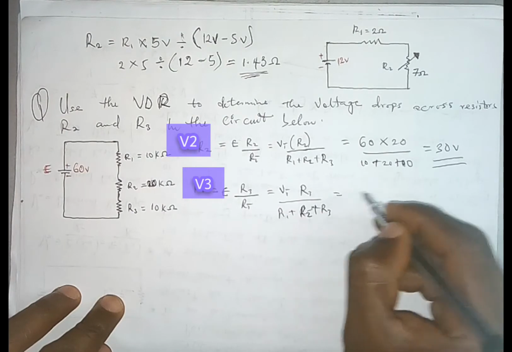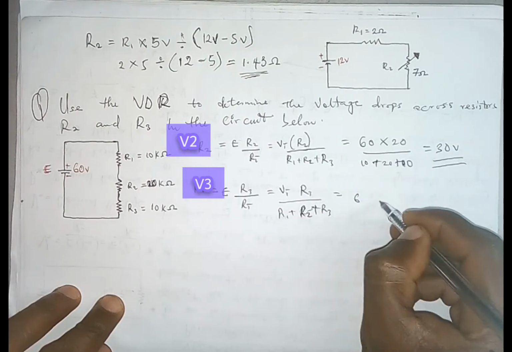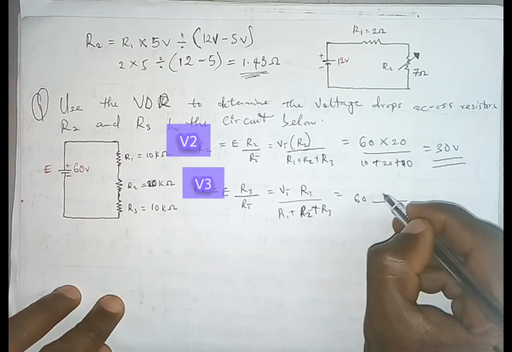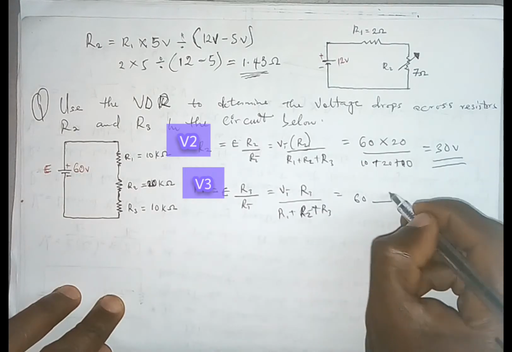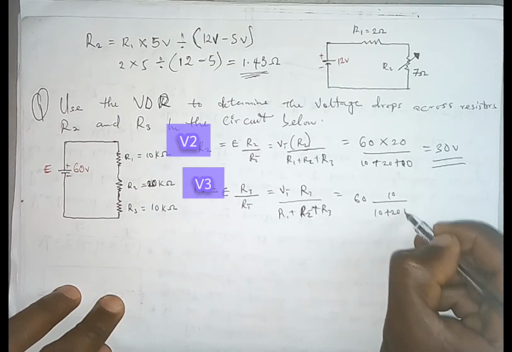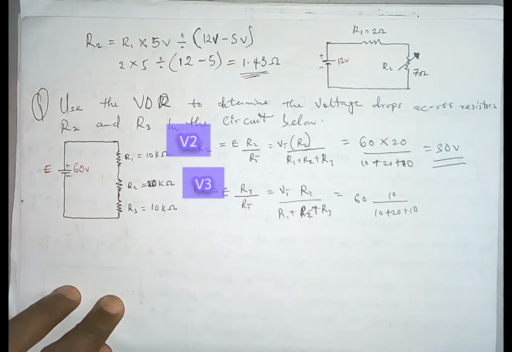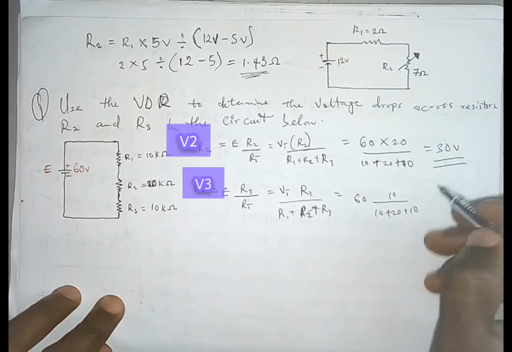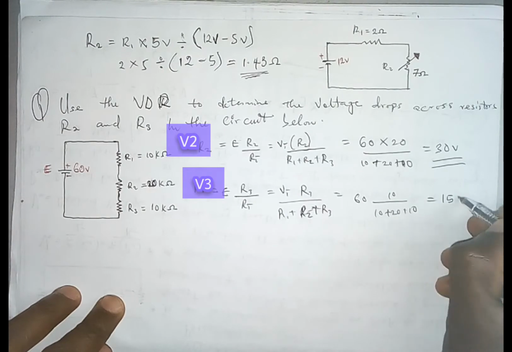So if you substitute them, we are going to have 60 multiplied by our R3, which is 10, over 10 plus 20 plus 10. In this case, we push our calculator and we are going to get 15 volts, as simple as that.